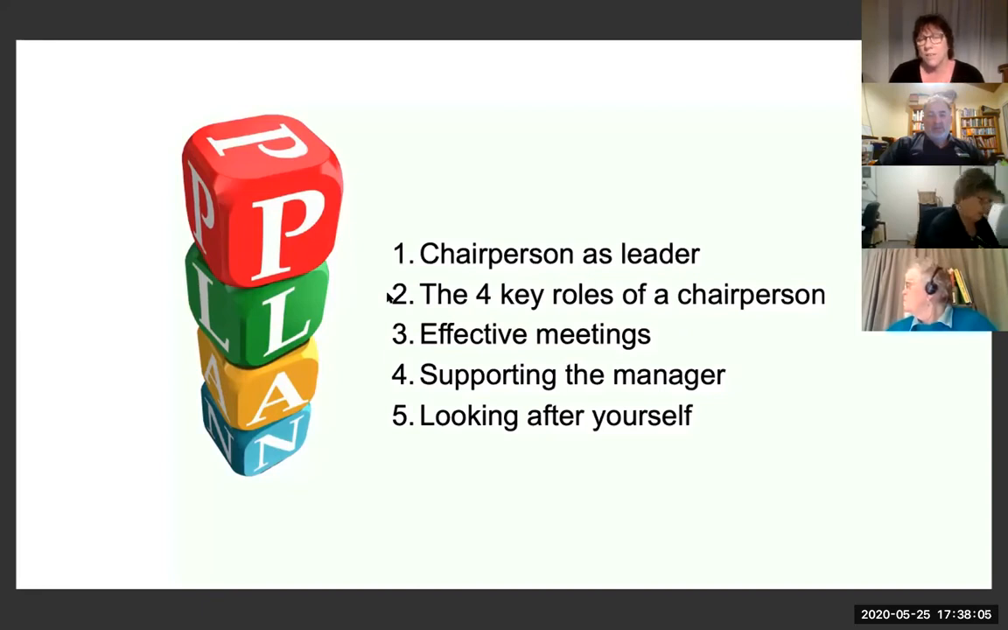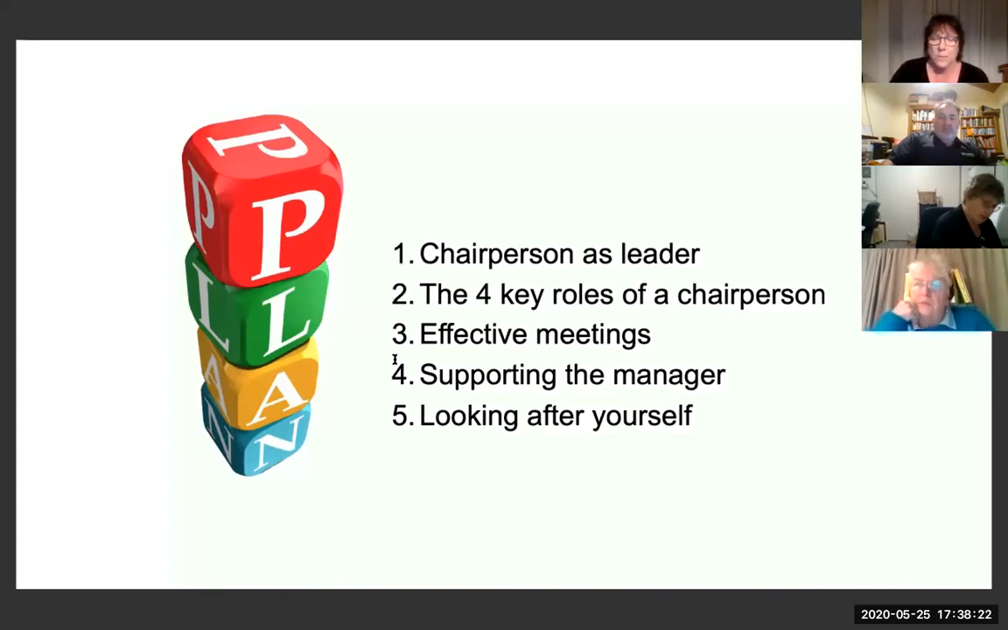And then we're going to have a look at looking after ourselves as chairpersons. Because like I said, a lot of the people I work with walk around feeling quite guilty because they're not quite sure what they're supposed to be doing. They're putting a lot of hours into it, and the balance between their day job and being a chairperson sometimes gets a bit askew.